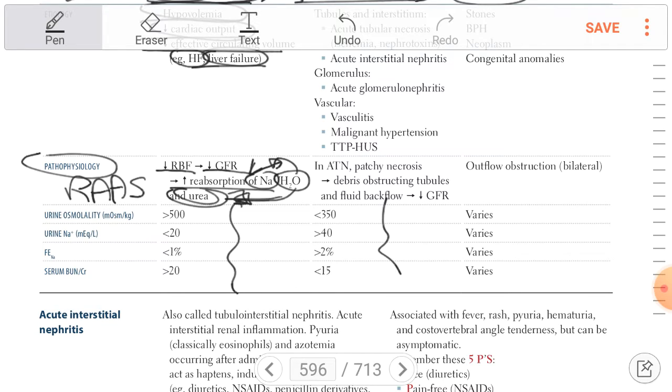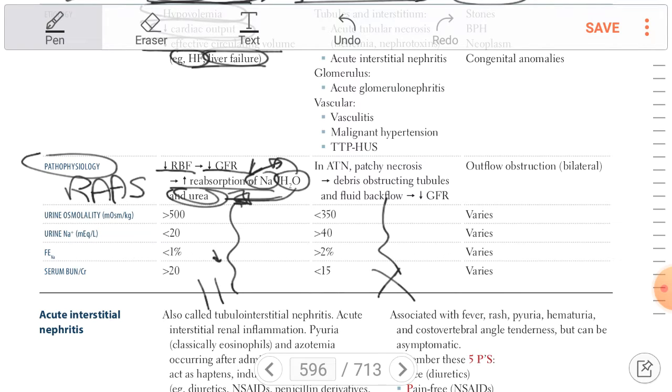Then the main difference between pre-renal and intrinsic is whether the tubule is affected or not. In intrinsic, there is damage to the tubule, but in pre-renal, the tubule is normal and there is only a decrease in the blood supply to the kidney.